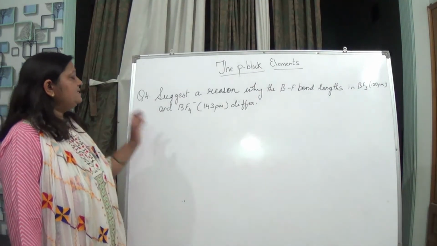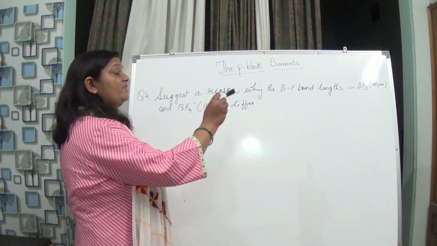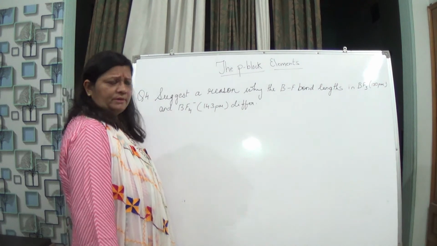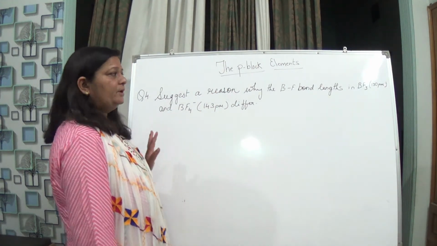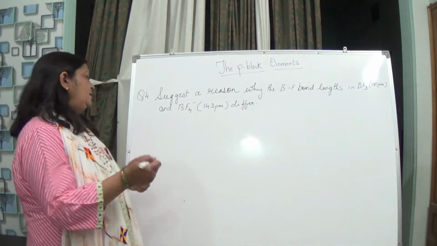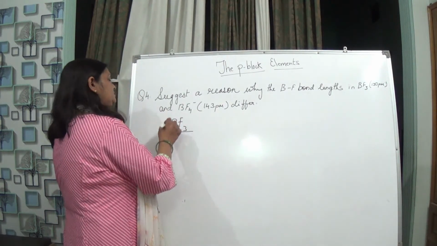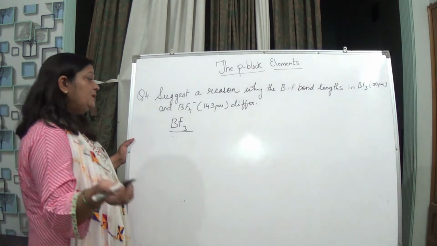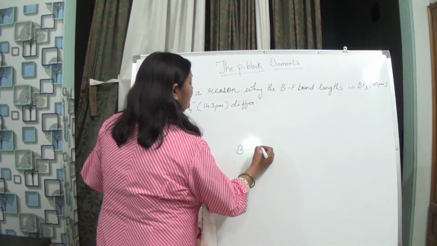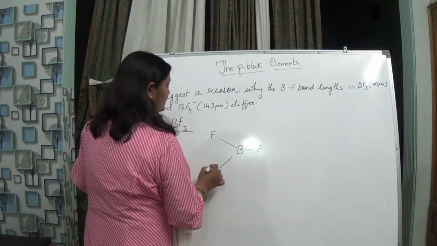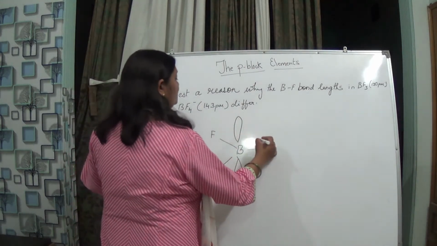So coming to the next question, beta: suggest a reason why the boron and fluorine bond length in BF3 is 130 picometer and in BF4 minus is 143 picometer. Why is there a difference in the bond lengths of BF3 and BF4 minus? When we are talking about BF3, we are seeing sp2 hybridization. Let us again make the structure of BF3. Boron here has an empty 2p orbital.